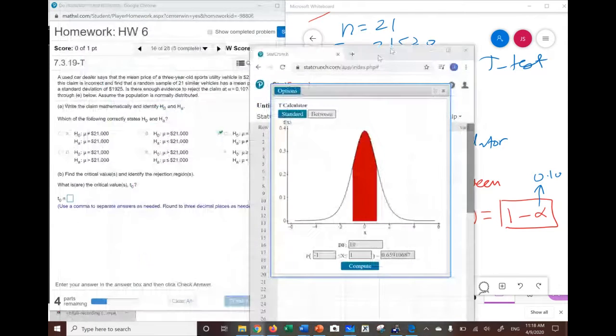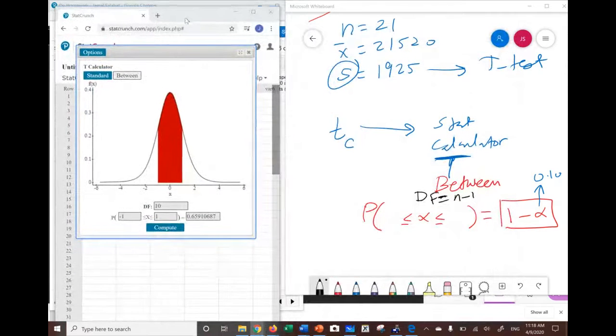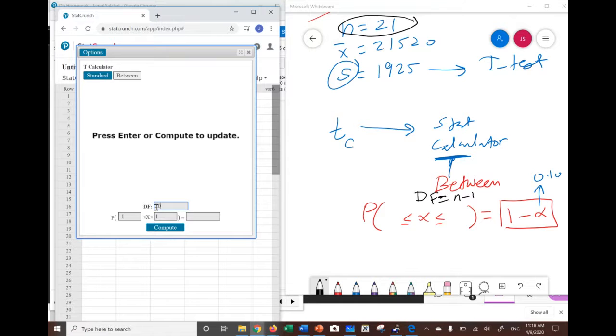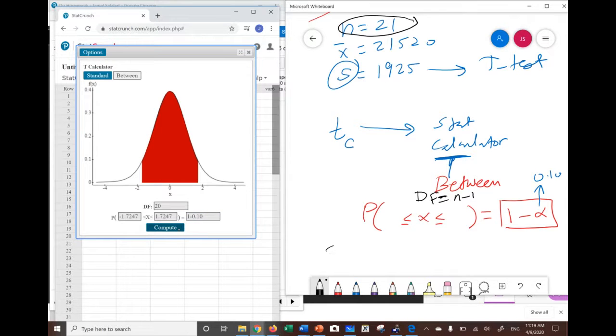So if we look back at our problem, they tell us in our problem here, n is 21. So in this case, it's going to be 20. And in the last box, we're going to go in there and put 1 minus the alpha, which is 0.10. So when we put all of this, it's going to give us the critical value to be two of them. One of them is negative 1.7247, comma, the other one is 1.7247. Notice that there are two criticals. One is going to be in here on the right, and one is going to be on the left.